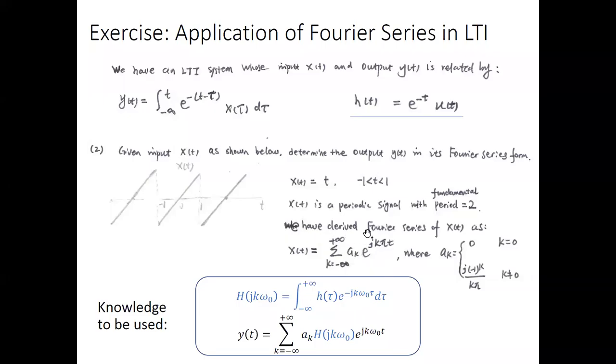Therefore, the Fourier series expression of x of t has exponential of jk omega zero t, with omega zero equal to pi. The ak we calculated already, I just copied here. Now we will use this Fourier series and the knowledge we just learned. We learned how to calculate capital H, and how to use capital H to determine y of t. For this example, what is y of t?